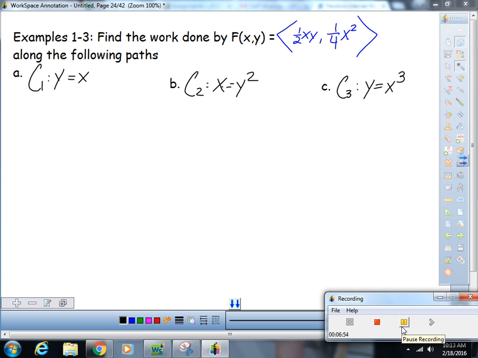But what should we do before we start going on this? We should show that this thing's conservative real quick, okay? So this here is our M. This is our N. What is dM/dy?